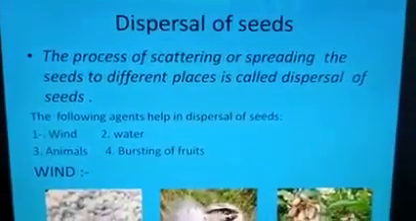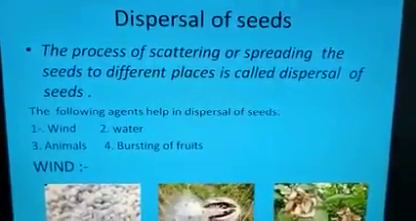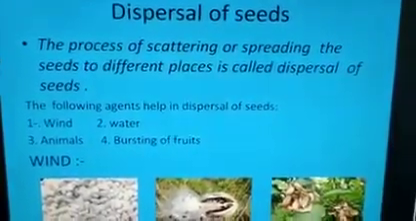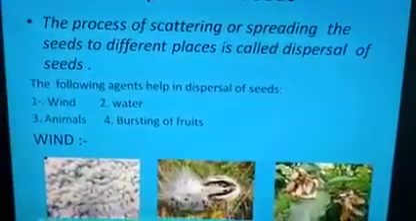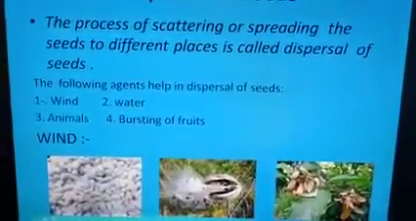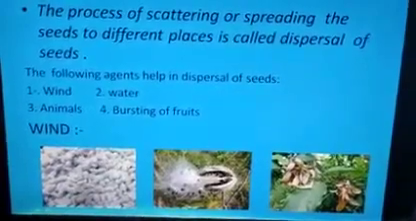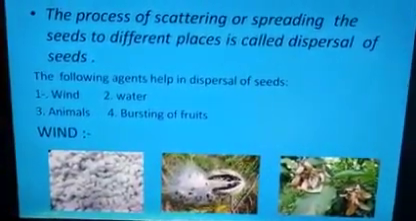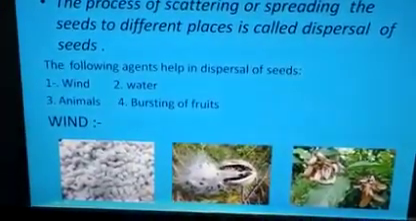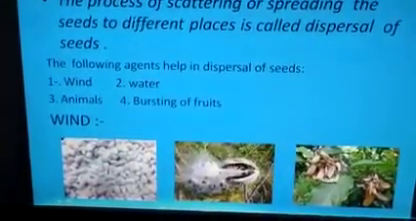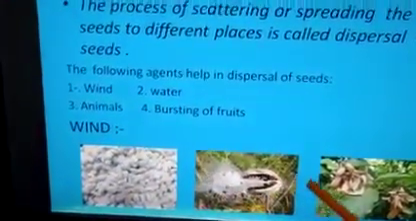Now move to the next topic, that is dispersal of seed. The process of scattering or spreading seeds to different places is called dispersal of seed. The following agents help in dispersal of seed: wind, water, animals, bursting of fruit. Now talk about wind. Some seeds are light in weight and have hair or wings which help them to be carried away from one place to another. For example, as we can see in the picture below, cottonseed, madar and hiptesh.